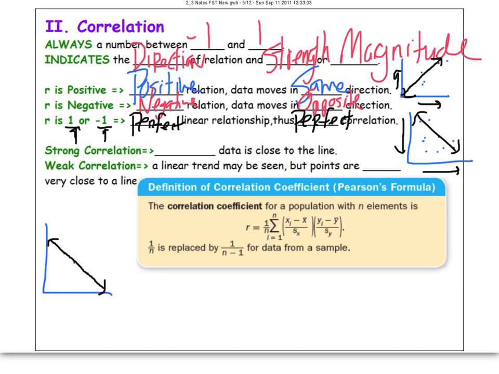On a strong correlation, you'll find that most data is close to the line. On a weak correlation, you might see a linear trend, but the points are not very close to the line.